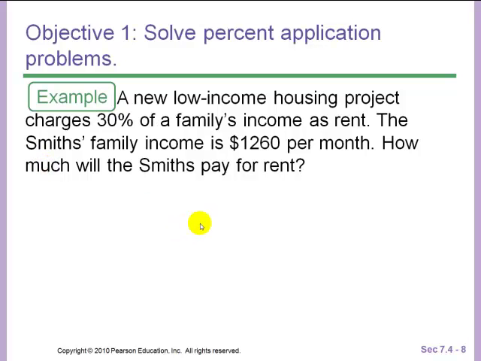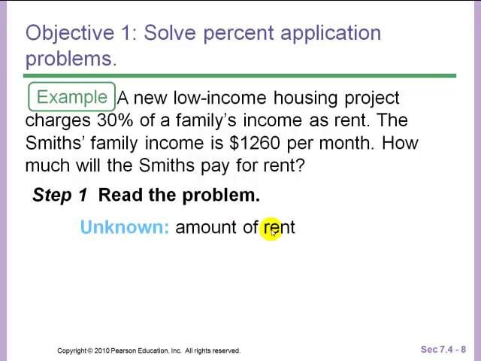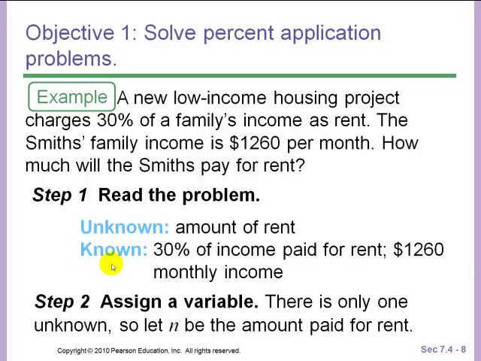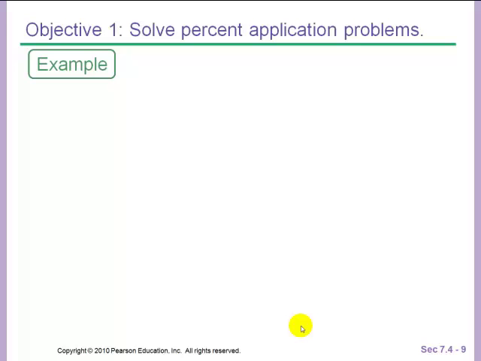Now we will do the exact same problem, but instead we'll solve it using a percent proportion. Most of the steps are the same. You still need to read the problem and identify the unknown, amount of rent, and the known. 30% of income is paid for rent, and $1,260 is their monthly income. You still have to assign a variable, so let n be the amount paid for rent.